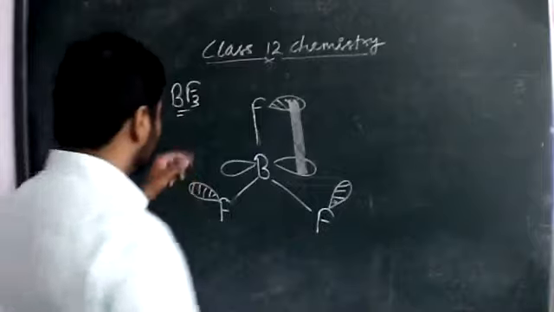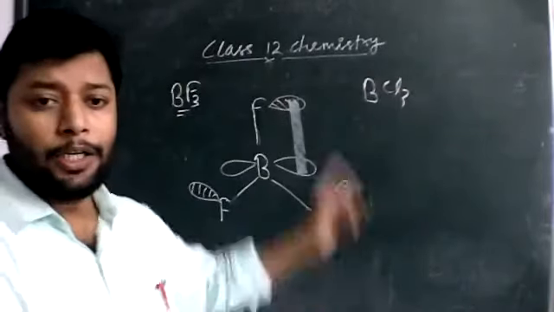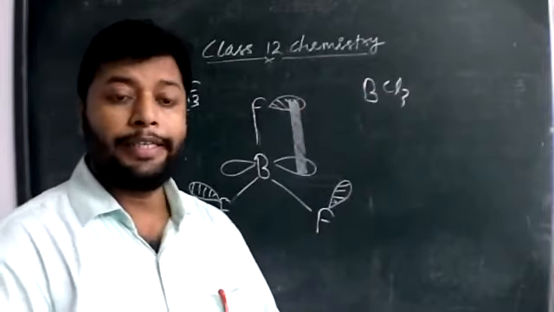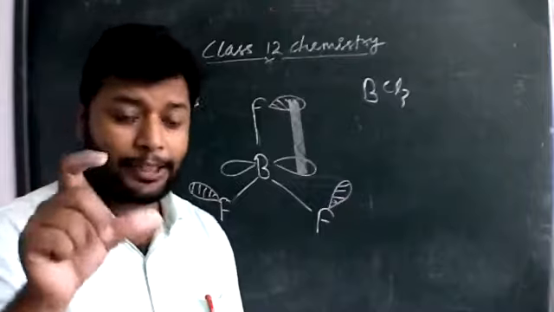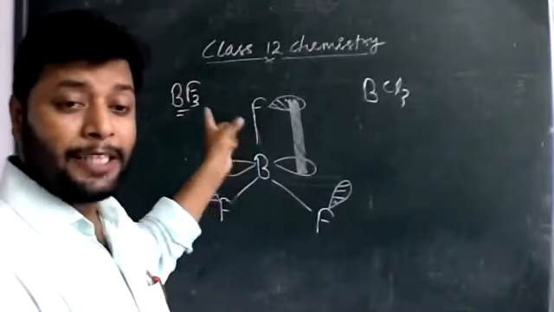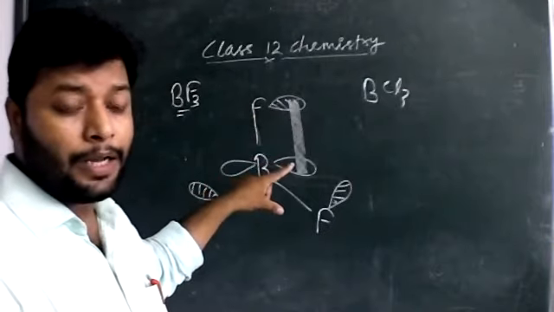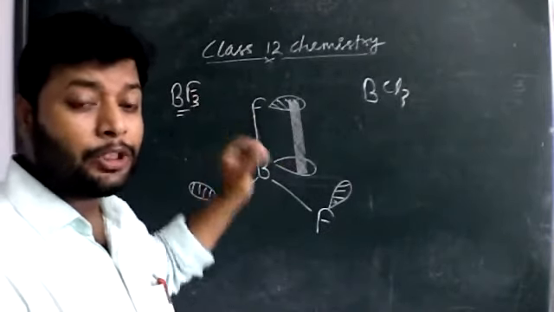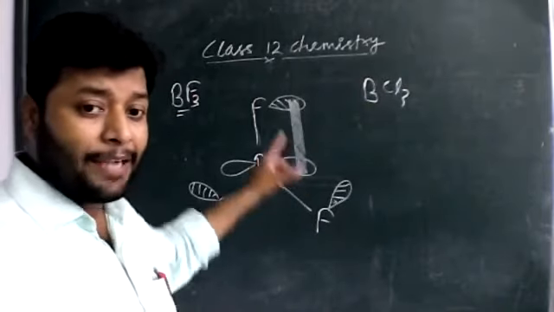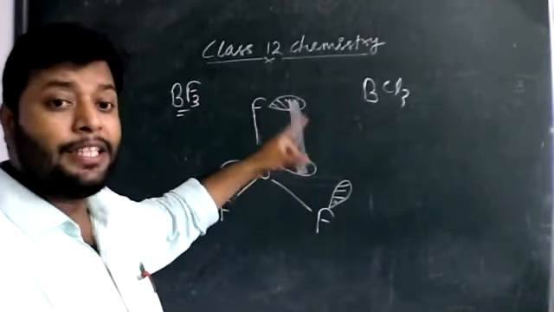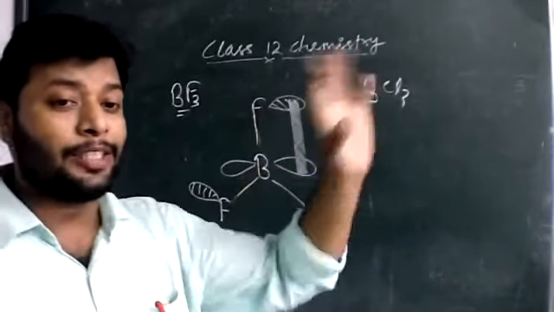Suppose we have BCl3 and we have to compare which one will be the stronger Lewis acid, BF3 or BCl3. The expected answer is BF3, because of the smaller size of boron and the presence of a vacant orbital. BF3 should be a stronger Lewis acid than BCl3. But because the back bonding tendency is greater in BF3 than in BCl3, BCl3 will be the stronger Lewis acid.